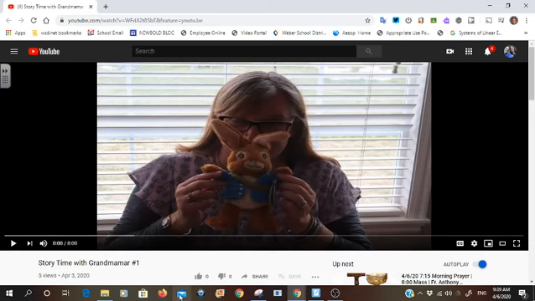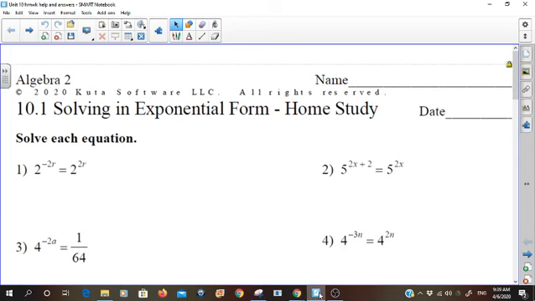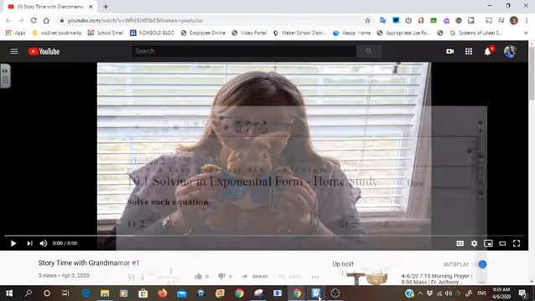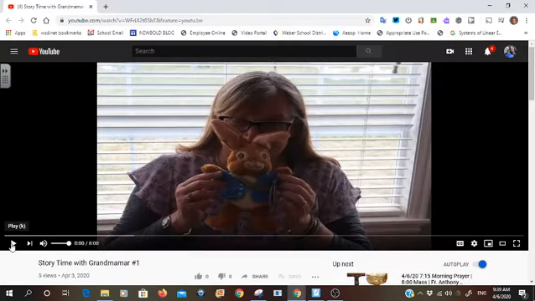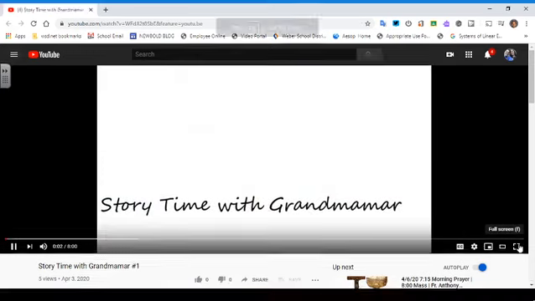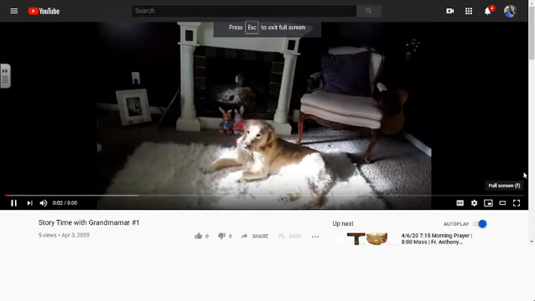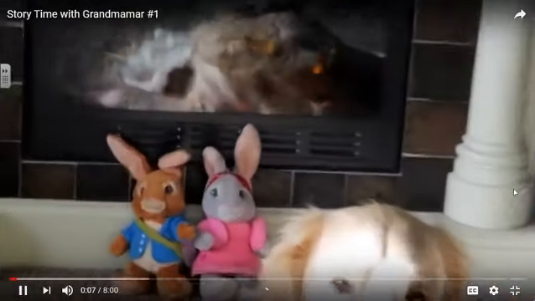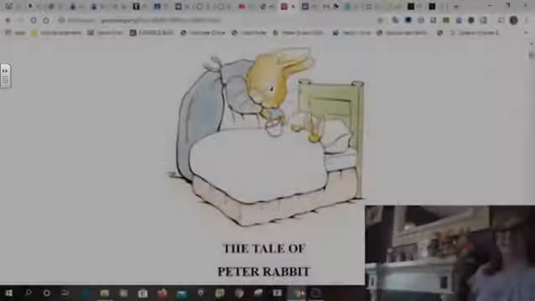And then we'll jump over to 10.1 Solving in Exponential Form. Home study. Here we go. This is something I edited too. So let's see how well I did. Story time with Grandmama. Zoom in on the fireplace, dog, and rabbits.